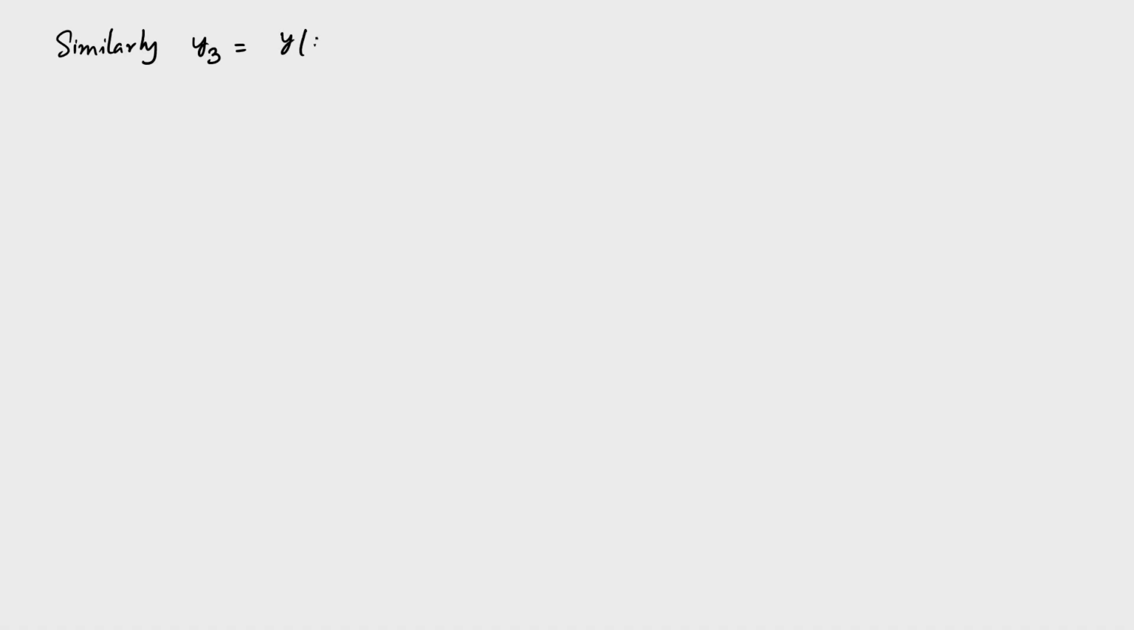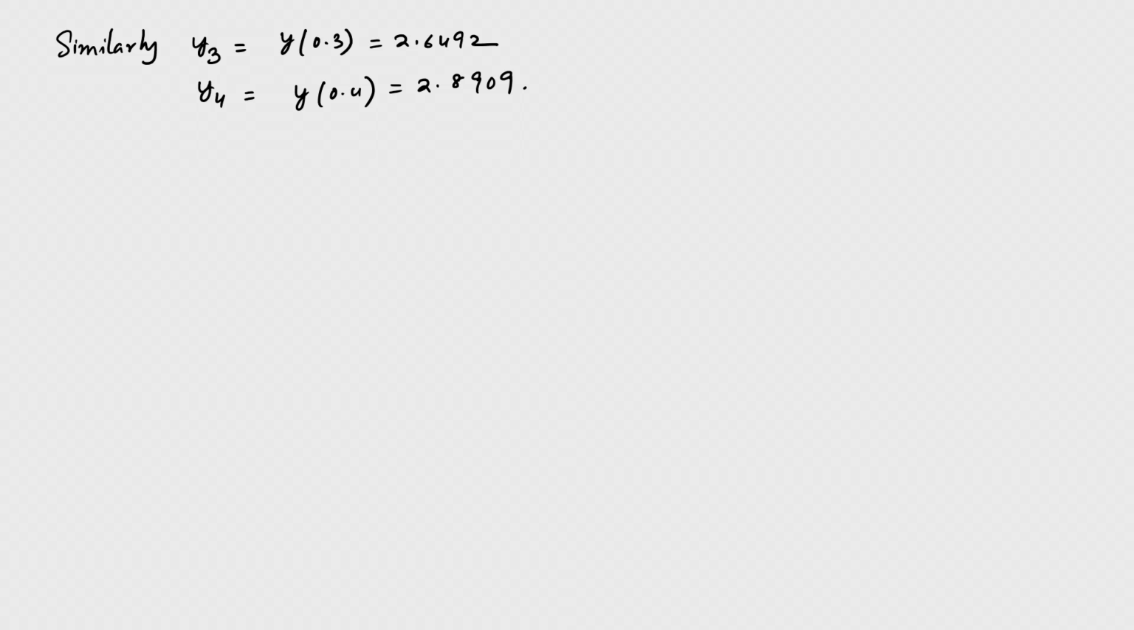Similarly, we can calculate y3 equal to y at 0.3, that becomes equal to 2.6492, and y4 equal to y at 0.4 equal to 2.8909. Okay. So, basically we are using the midpoint method to calculate these slopes and so on.